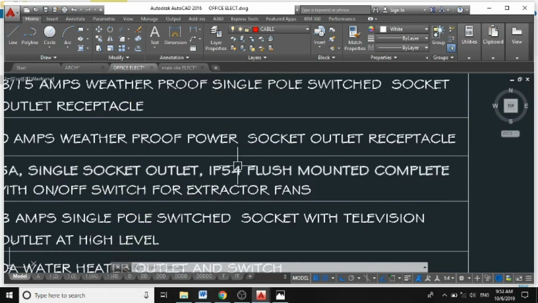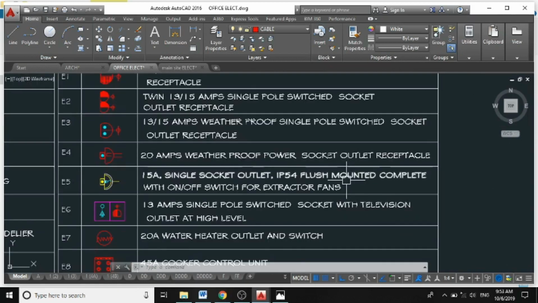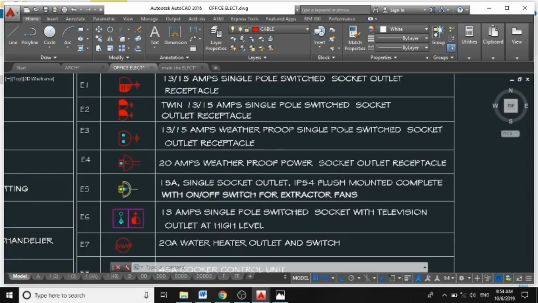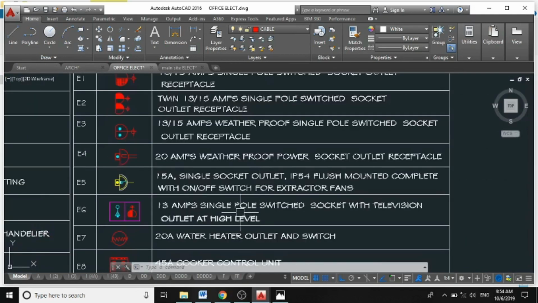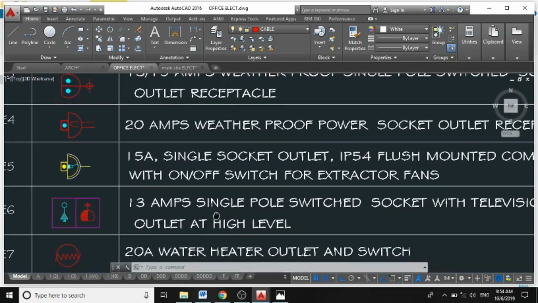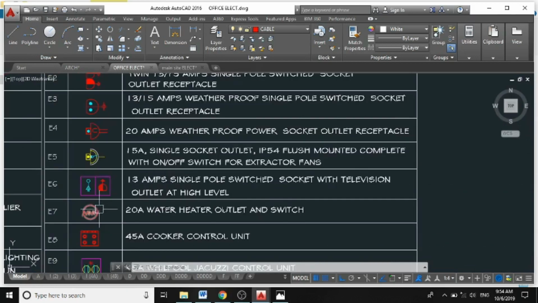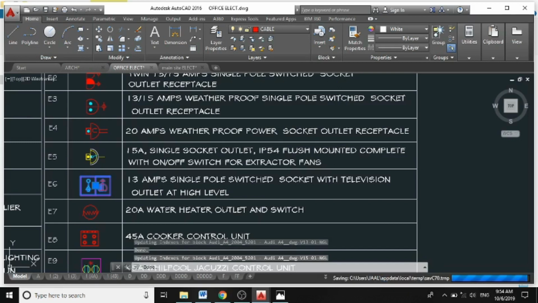It will be IP54, which means it will be weatherproofed also, flush mounted with an on and off switch for extractor fans. We still have this, which will be at high levels. It's just a combination of the 2. Here are the basic things an engineer must specify. For example, here I stated it clearly in my legend that anywhere I'm having this symbol, the fixtures must be placed at high levels.